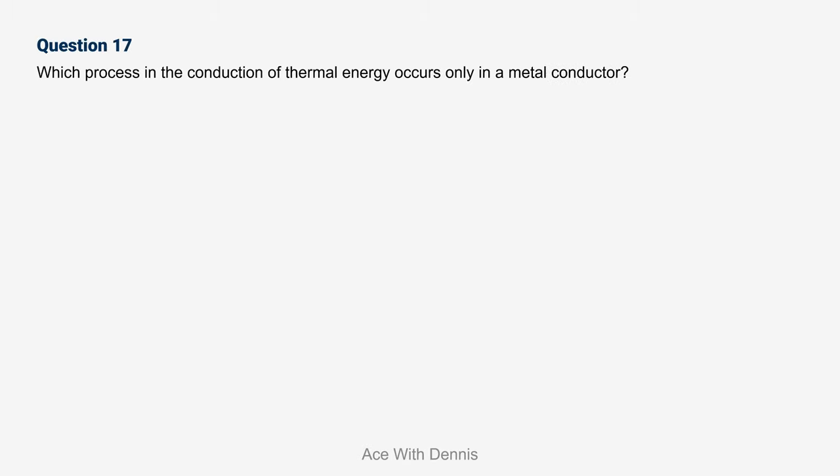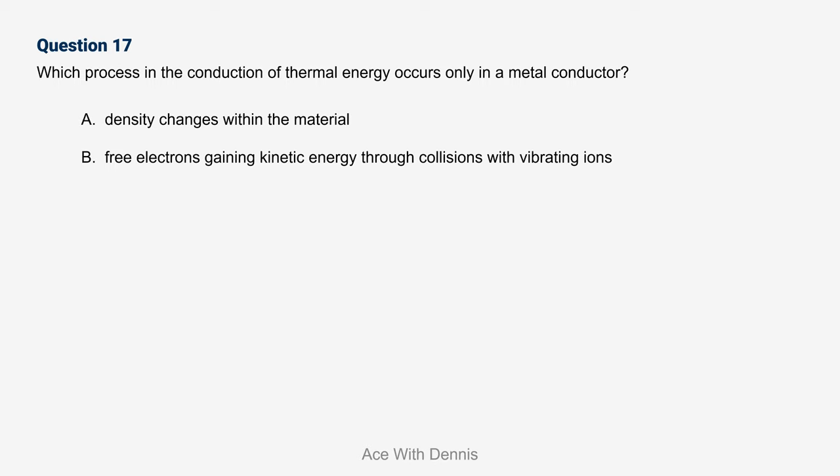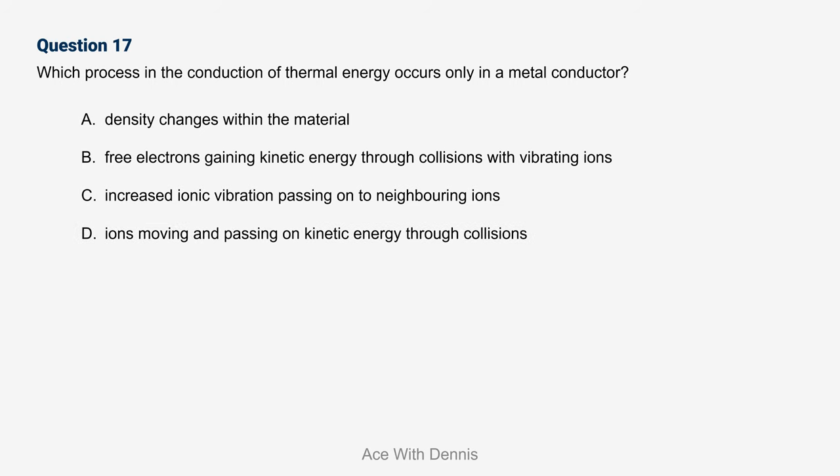Question 17. Which process in the conduction of thermal energy occurs only in a metal conductor? A. Density changes within the material. B. Free electrons gaining kinetic energy through collisions with vibrating ions. C. Increased ionic vibration passing on to neighboring ions. D. Ions moving and passing on kinetic energy through collisions. The answer is B. Free electrons gaining kinetic energy through collisions with vibrating ions.